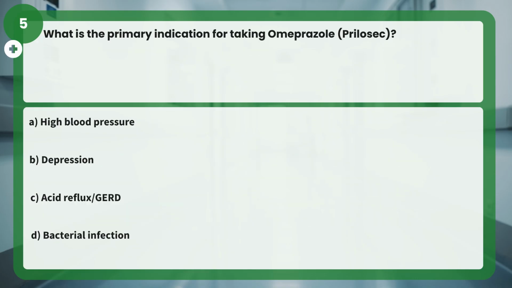Question 5. What is the primary indication for taking omeprazole, Prilosec? A. High blood pressure. B. Depression. C. Acid reflux/GERD. D. Bacterial infection.